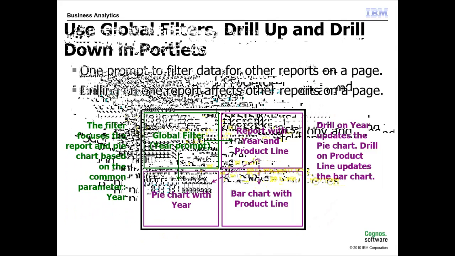You also have the specific report with year and product line. Now, the global filter on the top left-hand side, perhaps I want to drill down, or if I choose 2011, then it would dynamically filter the pie chart and the report in the top right-hand corner with the 2011 data. So it allows you one prompt that will filter data for other reports on a page, or if you were to, for example, drill down on a parent to a child, then it will dynamically drill onto the child within these other reports.